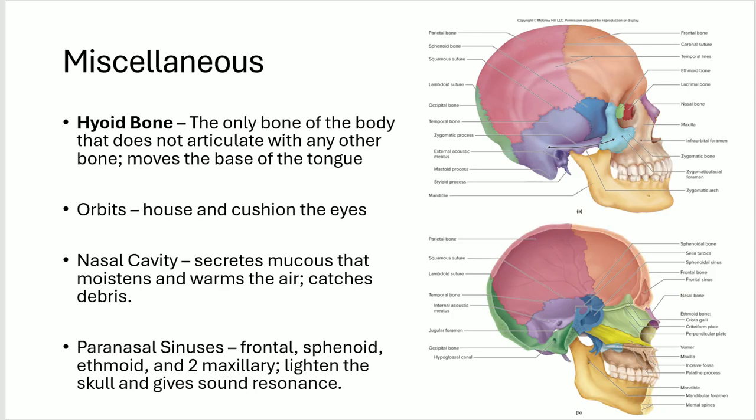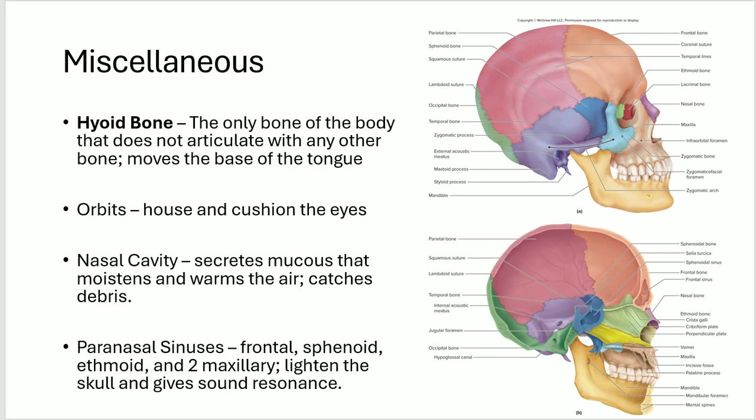The hyoid bone is the only bone that does not articulate with any other bone. That bone helps move the tongue around. And then we have orbits. So orbits house and cushion the eyes. We have the nasal cavity that does that moistening of the air that we just talked about.